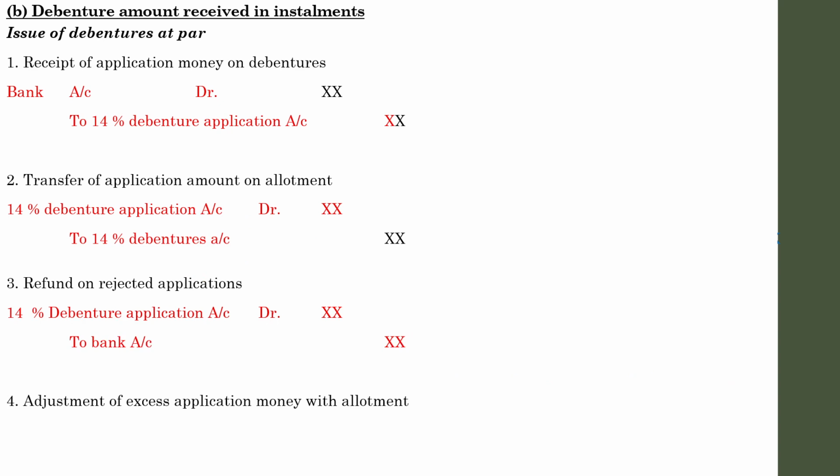Adjustment of excess application money with allotment is also possible in the case of installments. We have learned the same concept in the case of shares. Whenever an excess amount is collected at the time of application, usually it will be refunded in the case of debentures, but sometimes the company might carry forward that excess amount to be adjusted in the coming installment, particularly in the allotment case. In that case, the entry will be 14% debenture application account debit to 14% debenture allotment account.